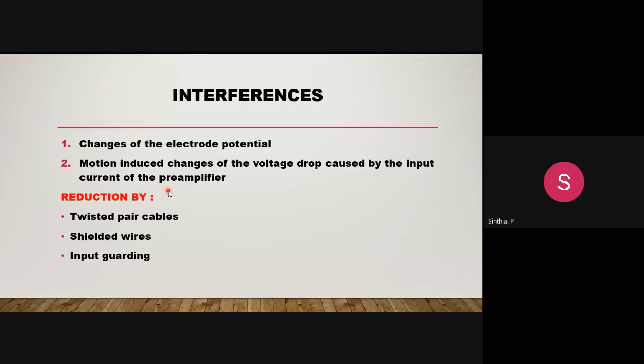These motion artifacts may be minimized by providing high input impedances for the preamplifier or usage of non-polarized electrodes with low half-cell potentials. Non-polarized electrodes such as silver chloride electrodes may be used. Then we can reduce the source impedance by using a proper electrode gel. The motion artifacts, interferences from external electromagnetic fields, and all the noise generated by the wires connected between the electrodes and the amplifier can be reduced by using twisted pair cables, shielded wires, and input guarding.